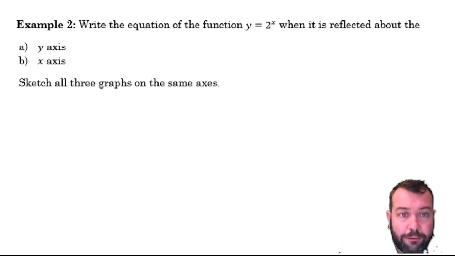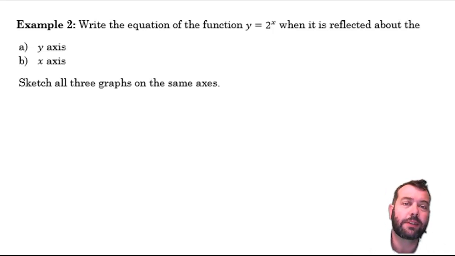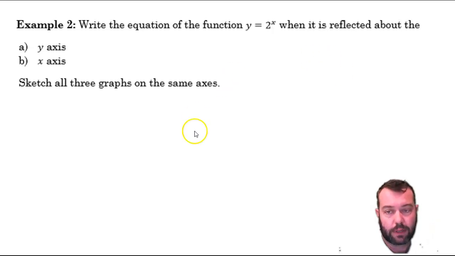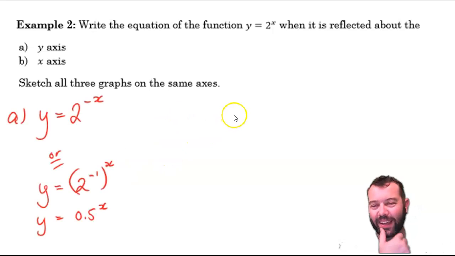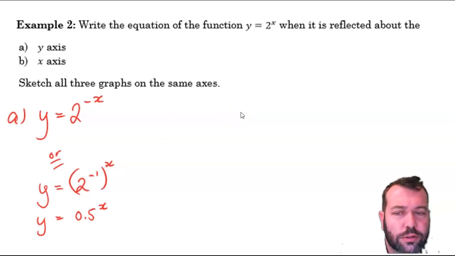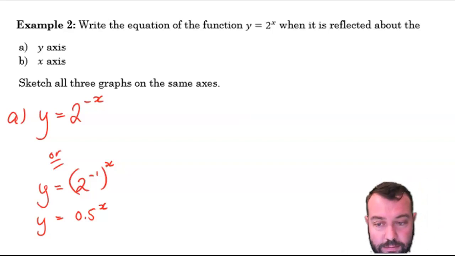Now, if we reflect it about the y-axis, remember what we do to reflect it about the y-axis? I replace x with a negative x. Let's see how that looks. I think it's going to look like this. There we go. So, here we go. y equals 2 to the negative x, right? Replace x with the negative x. That reflects it in the y-axis.